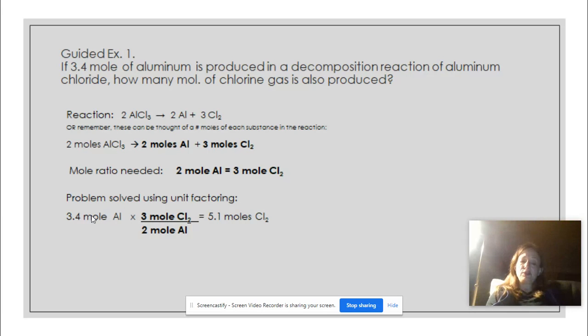I don't start with 2 moles of aluminum, though. I start with 3.4, so I write that down as my given. 3.4 moles of aluminum times 3 Cl2s over 2 moles of aluminum. Moles of aluminum will cancel, and I'll take 3.4 times 3 divided by 2 and get 5.1 moles Cl2.